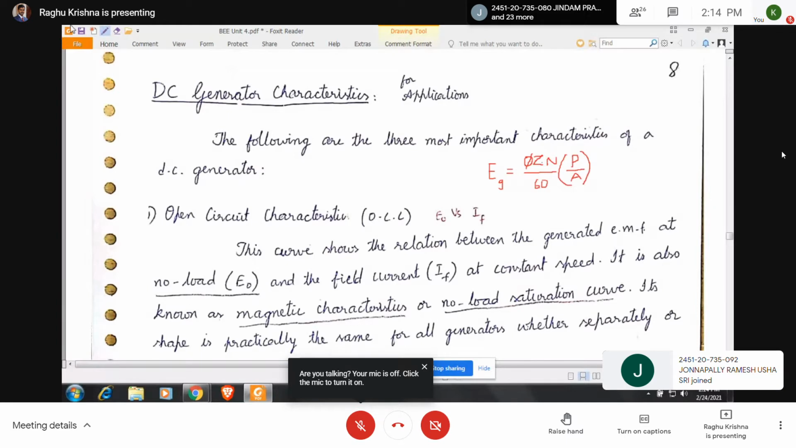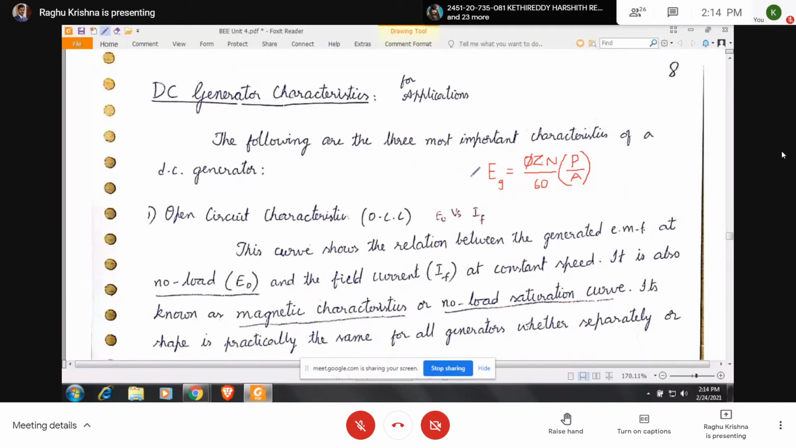See here, you already know EG. What is EG? Generated EMF. EMF equation of a DC generator: EG equals phi Z N P by 60A. Here phi is the flux per pole, Z is the total number of armature conductors, N is the speed in RPM, P is the number of poles, and A is the number of parallel paths. Is it clear?